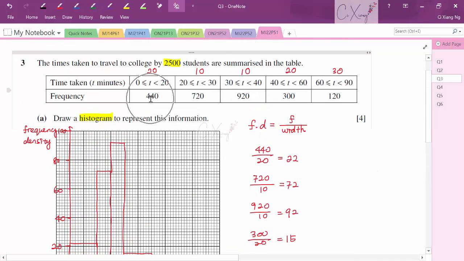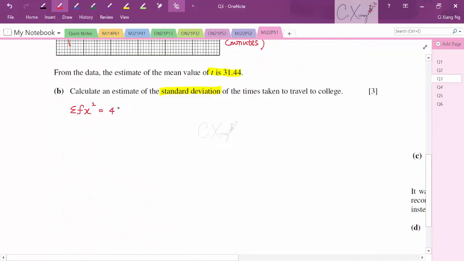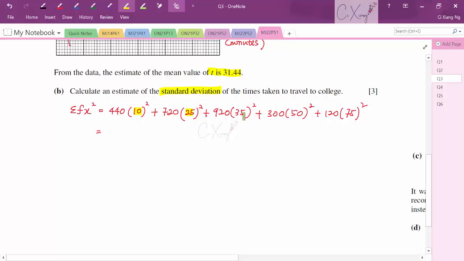And the frequency is 440. Therefore, I'm taking frequency 440 multiplied with the midpoint, which will be 10, and we square it. We do the same thing for the rest of the class intervals. So I'm having 720 multiplied with the midpoint, which is 25 for the second class. 920 multiplied with 35, which is the midpoint for the third class, and so on. Please take note that the steps should include all the midpoints for every single class.